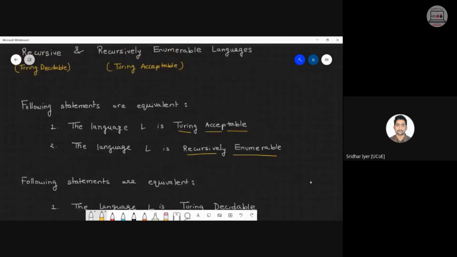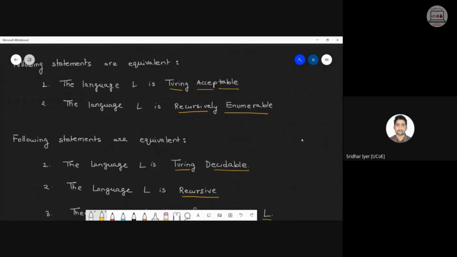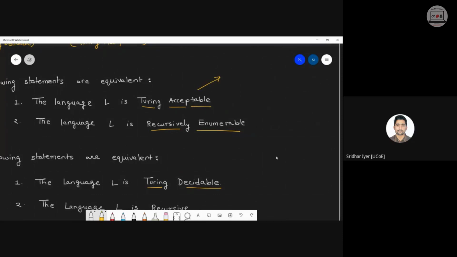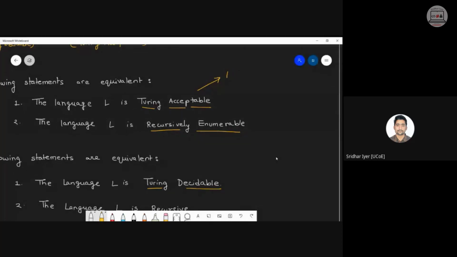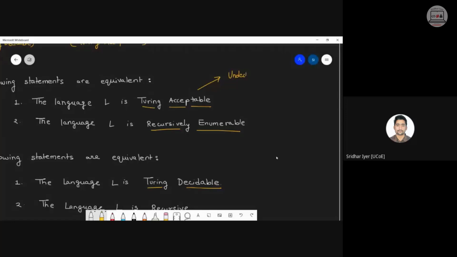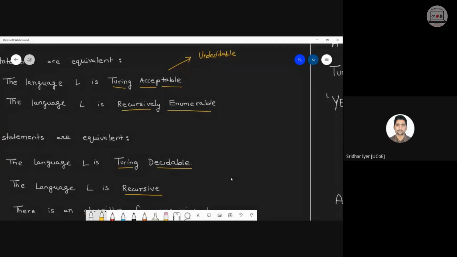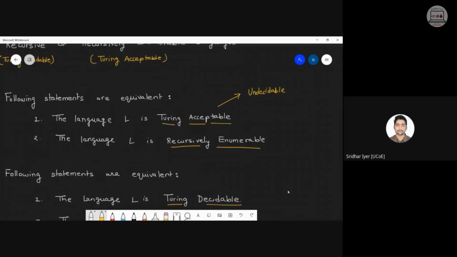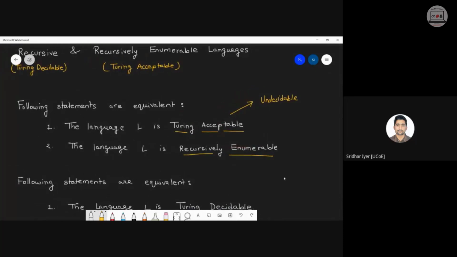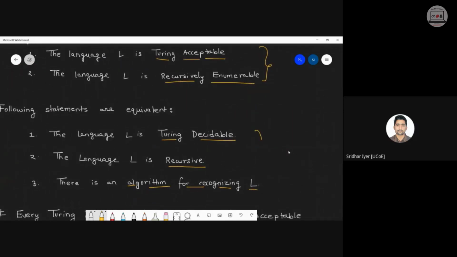Just have a look. Turing acceptable and Turing decidable are two things. Turing acceptable may give rise to a halting problem situation where it is undecidable. So I can write over here, Turing acceptable might be undecidable in nature, whereas Turing decidable is obviously decidable in nature. So what happens is, we can't create an algorithm or a program for Turing acceptable or recursively enumerable languages, whereas we can create an algorithm or a program for recursive languages. Are you getting the difference? So we can simply create a universal Turing machine for this, and we can't create a universal Turing machine for this.